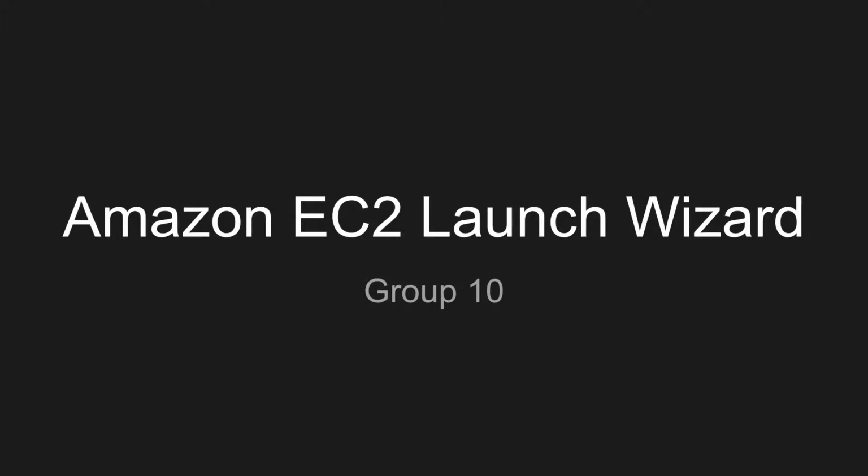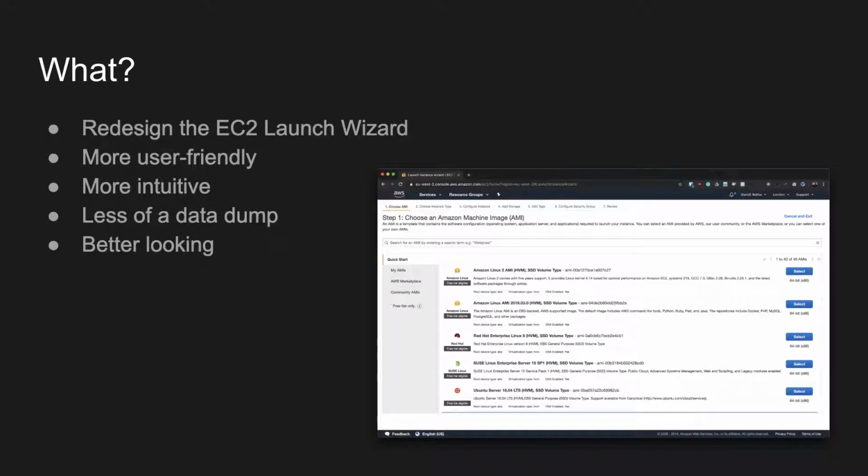Okay, for our software engineering group project, we were tasked with redesigning the Amazon EC2 Launch Wizard. In this little presentation, we'll discuss what we exactly needed to do, why we did it, how we did it. Then we'll show you a small demo of the application, and then I'll hand over to Joseph to explain how our API gateway works and how we accomplished a few of the more technologically demanding tasks.